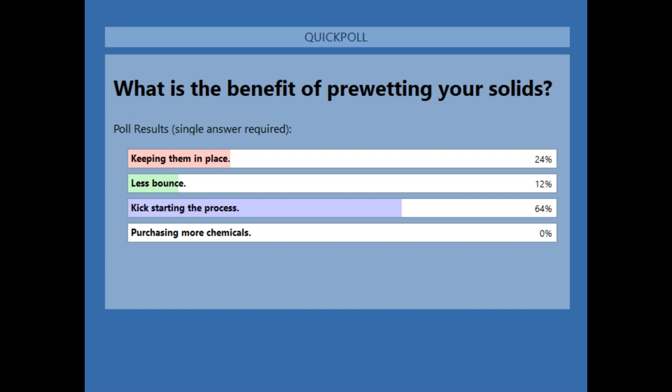So it appears that you understand the whole process of pre-wetting, of keeping the material in place, not having the material bounce all over the roadway and having it loose, and also kickstarting the process. Excellent job.